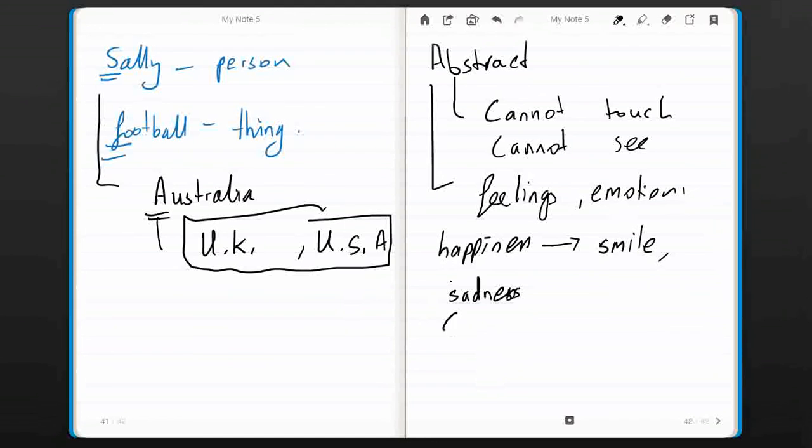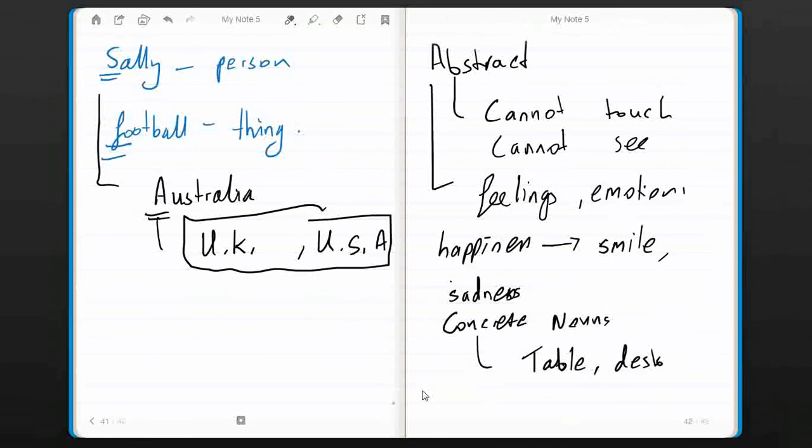Okay, so let's go on to concrete nouns. They're the opposite of abstract nouns, and they are things you can see and you can touch, okay? So things like, for example, maybe you're sitting at a table or a desk right now. That's a concrete noun because you can see it, you can touch it, you can definitely see it a lot more easily than happiness, okay? Because you can see tables around you. Maybe not floating around, but they're around you and you can touch them.